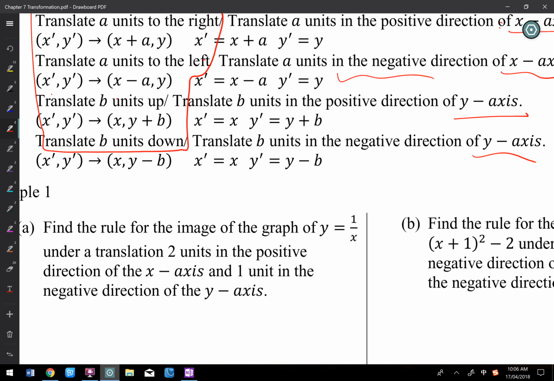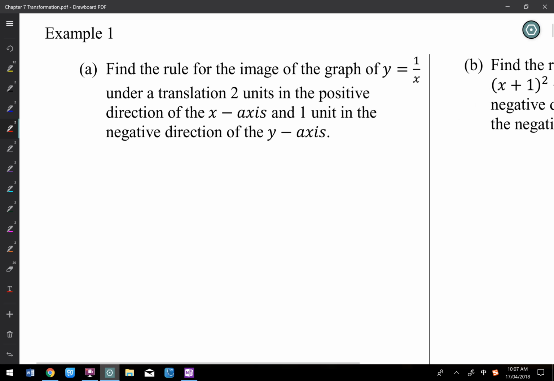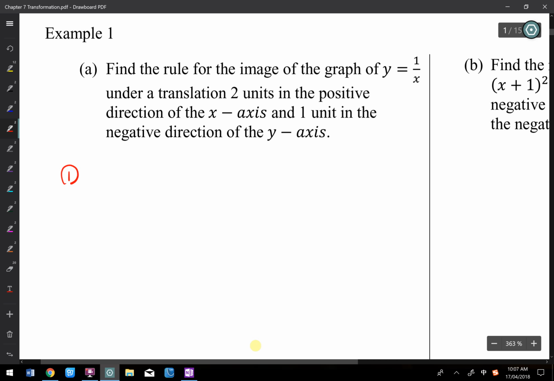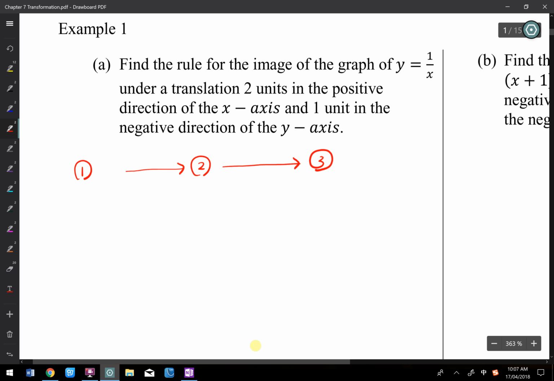Okay, so let's directly jump to one question. That's the mapping: relate new x and old x, new y and old y together by equations. So let's have a look at this one. Find the rule for the image. Let's think about what we have. Stage number 1, stage number 2, and stage number 3. This question asks you to find the rule of the image of the graph y equals 1 over x. So the first step is I have the original graph.